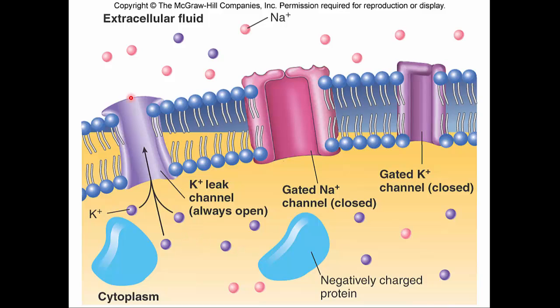So here's looking at the leak channels. Leak channels are always open. So here, these are potassium. So potassium ions can enter or exit the cell freely. Then you have things like ligand-gated channels where chemicals must bind to these channels in order for them to open. And then you have voltage-gated channels where there has to be some change in the electricity of the plasma membrane that allows for the channel to open.